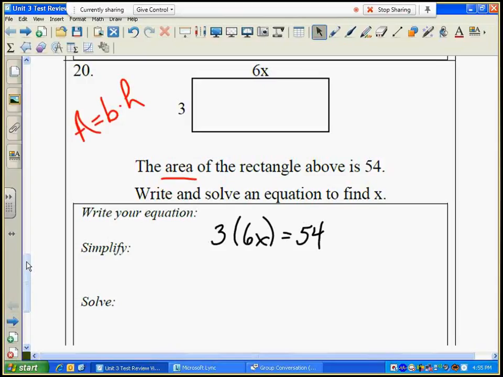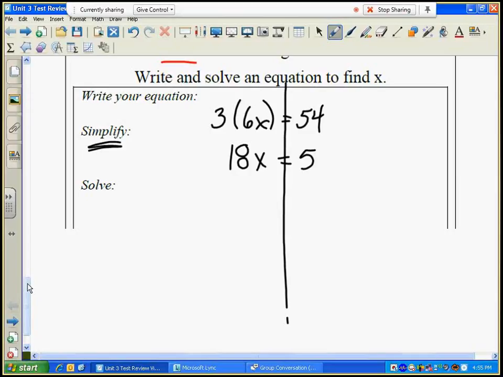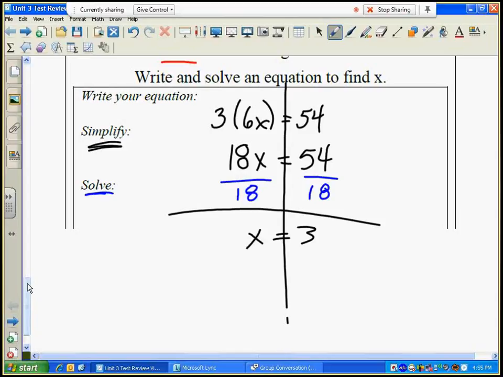Okay. There is my equation that tells me 2 simultaneous things. One, it gives me something I can use to actually solve for x. But also it gives me an equation that lets the reader, the grader, lets Mr. Goethals know that I actually do know how to find the area. Okay, let's continue to find x. The simplification part here, 3 times 6x is 18x. Okay. And then the solving part right here. Divide by 18. x equals 3.